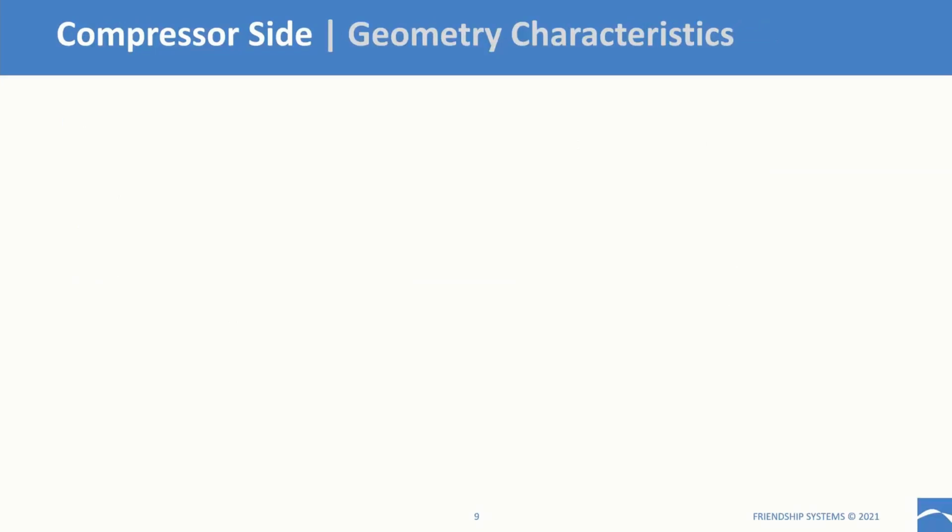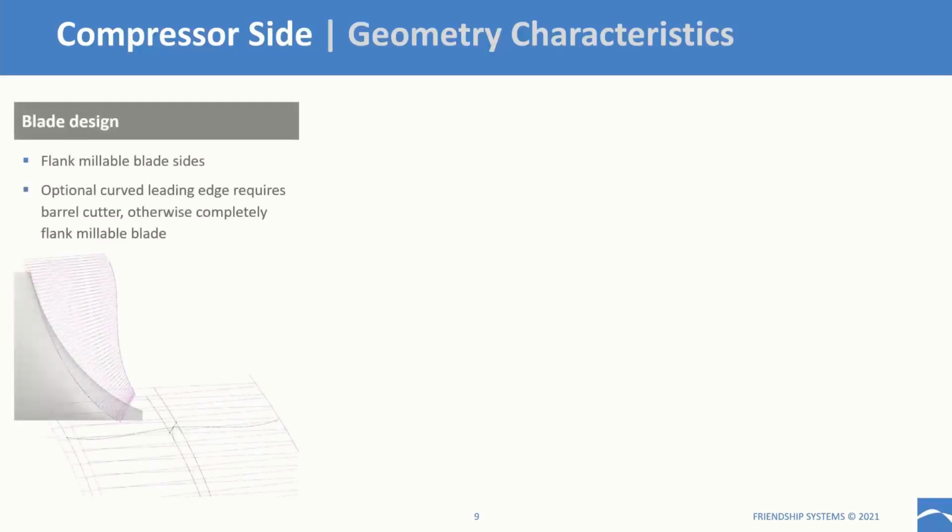So let's start now with the compressor side of the turbocharger and take a look at some of the geometry characteristics. The blade design was intended to have flank millable blade sides. That's why we use these rulings. I'll mention something more later on. And there is the option to include a curved leading edge within the blade, which would require a different type of cutter for milling. If we have a straight leading edge, then we have a completely flank millable blade.